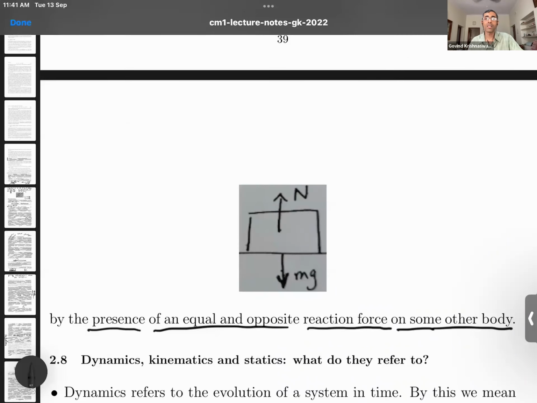It is called fictitious because it arises... It is fictitious because it was not present in an inertial frame. So you start in an inertial frame, analyze all the forces present. But why can't that be a reaction force, like to centripetal force?